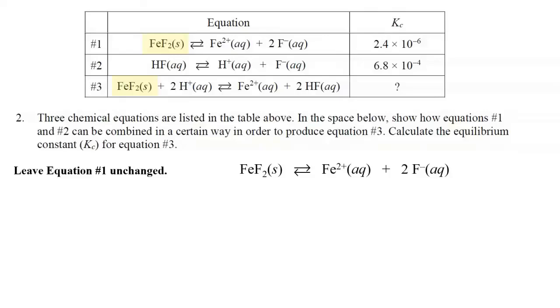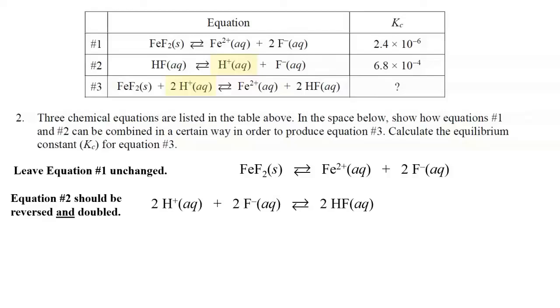Now the next reactant that I see in equation 3 is 2 moles of H+, featured as a reactant. In equation 2, I see 1 mole of H+, and it's featured as a product. So in order to get 2 moles of H+ on the left side of the equation, on the reactant side, equation number 2 needs to be reversed as well as multiplied by 2. So as I do that, H+ and F- will now be on the left, and they will have coefficients of 2, and HF will be on the right, also with a coefficient of 2.